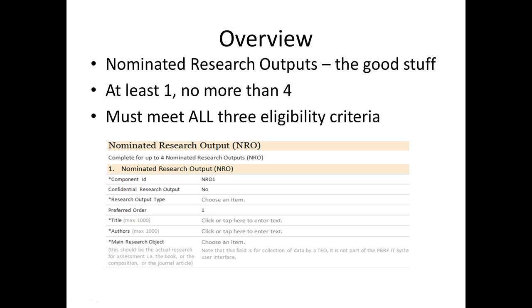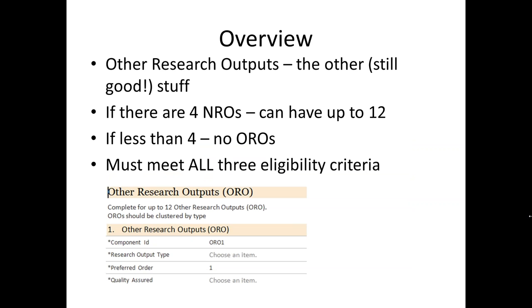We've also got the OROs, that's the other research outputs, which is the other but still good stuff. So we could say the good and the gooder. If there are four NROs, you can have up to 12 OROs. But if you've got less than four NROs, you won't have any. So hopefully that's clear. If you're not sure, go back to the TEO guidelines.